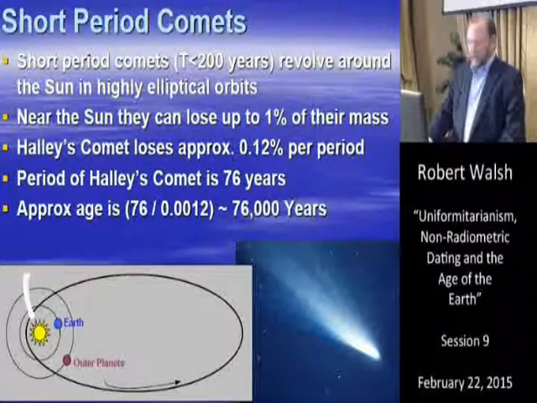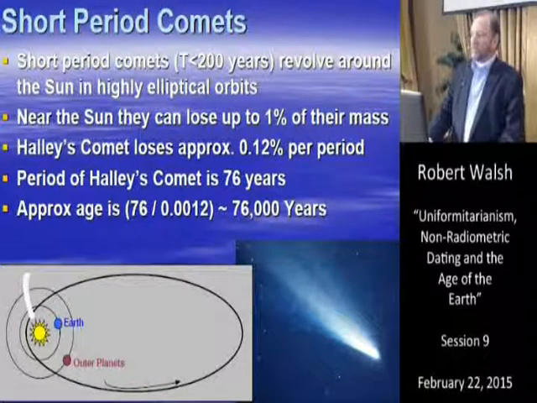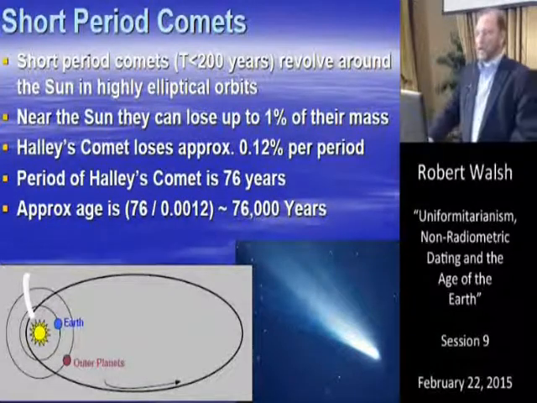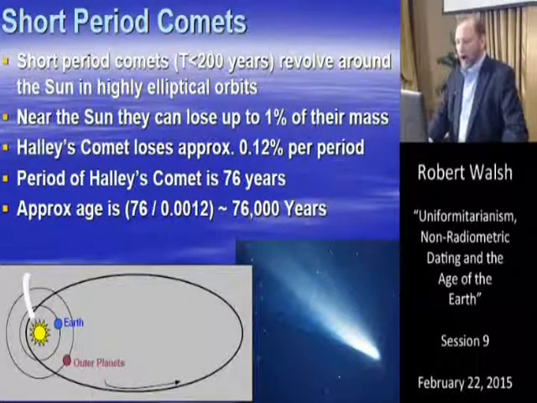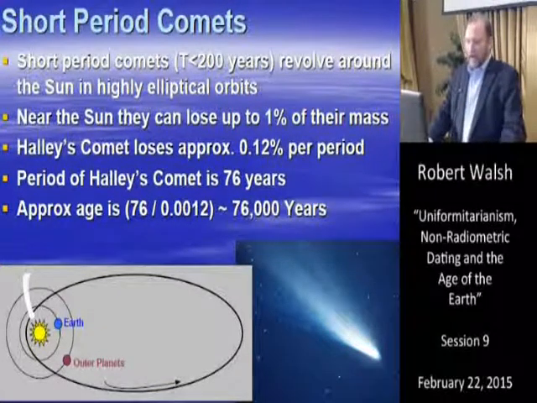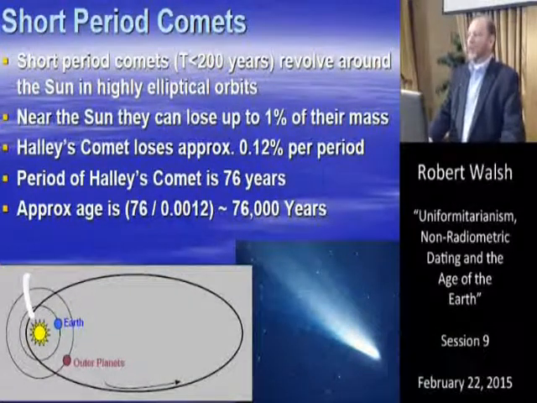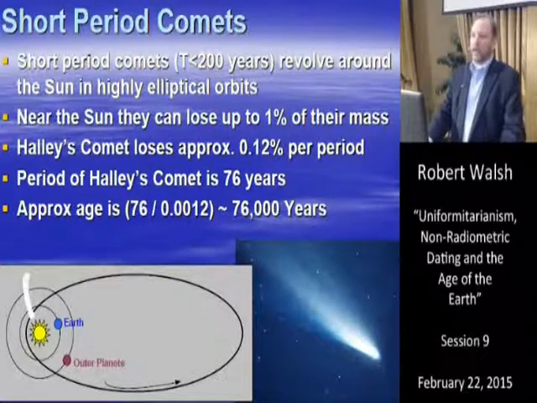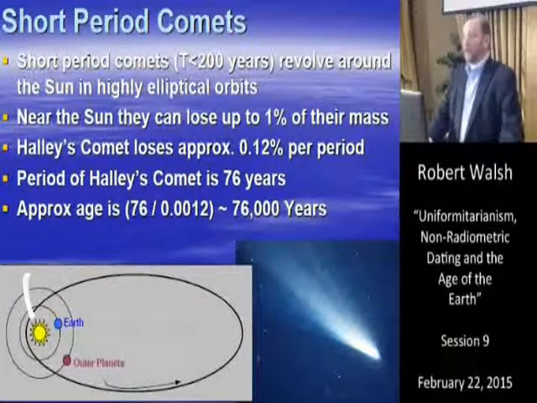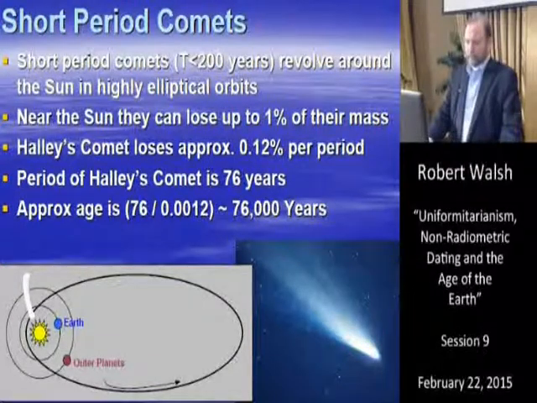And if you notice, the orbits of these comets are very elliptical in nature. They're not remotely close to being spherical, at least the ones we're considering here. And they go out from the solar system, make their way back, and come around the sun. And generally speaking, they can lose up to 1% of their mass every time they come around the sun. A lot of comets are made up of ice, and so they lose a lot of their mass through the cosmic radiation and heat of the sun.